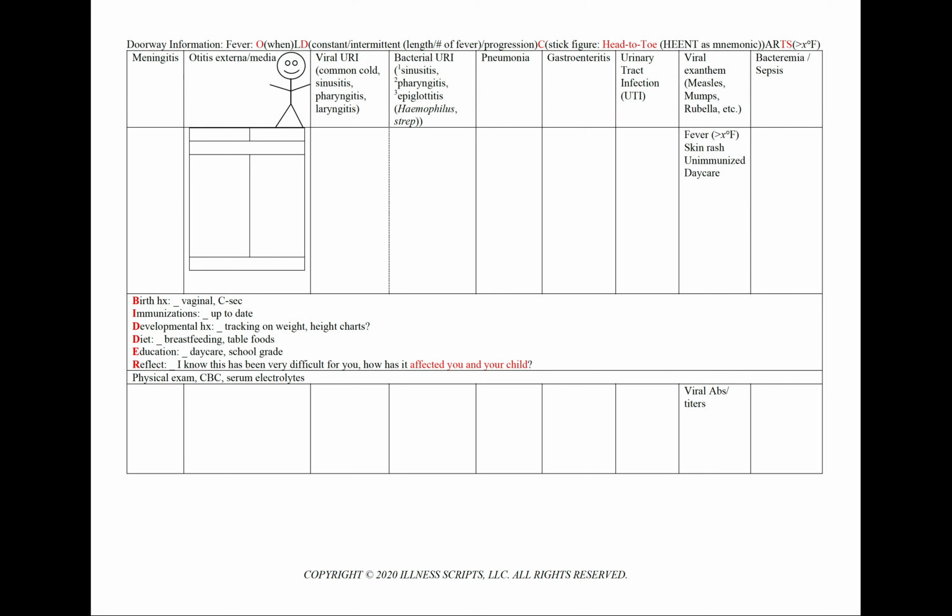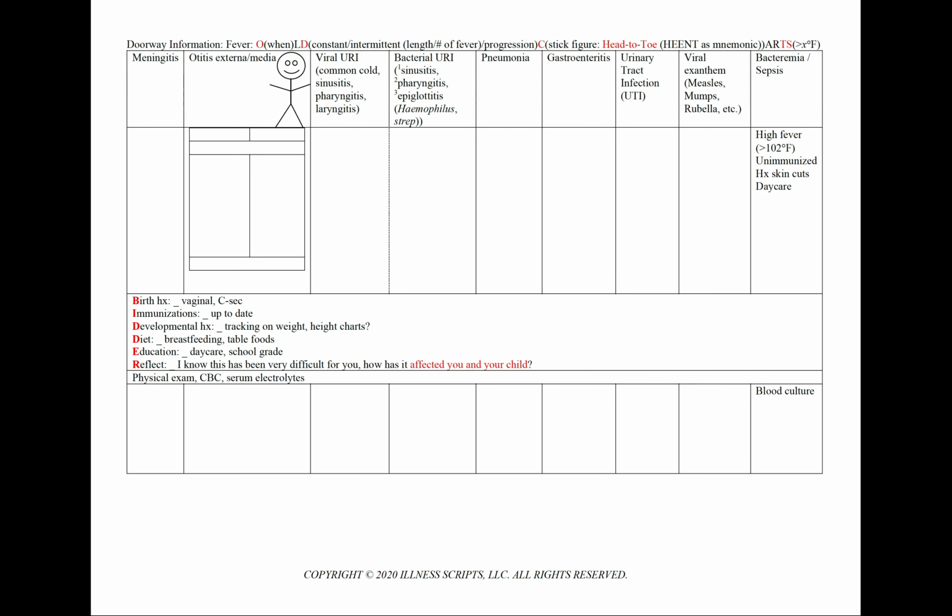For a viral exanthem, measles, mumps, or rubella, we'll see a fever, and the high yield being a skin rash in our review of symptoms for skin changes, and also they'll be unimmunized when we ask about the immunizations and daycare attendance. We'll order viral antibodies or titers.